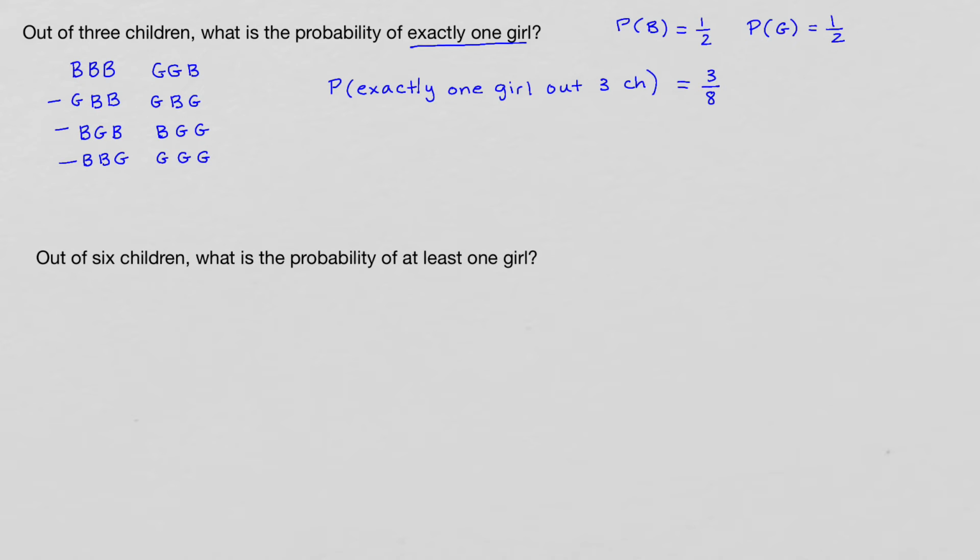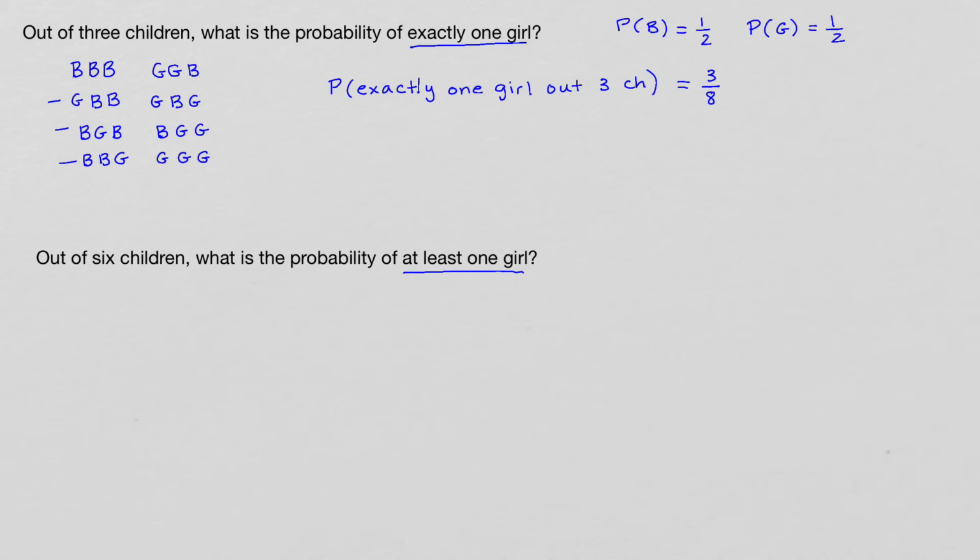Now in the next problem, it's worded a little bit differently. Here we want to know what is the probability of getting at least one girl. And now it's going to be too long to list out all the possibilities, because if there's 6 children, then we have 64 different possibilities. So that's going to be too many to list here.